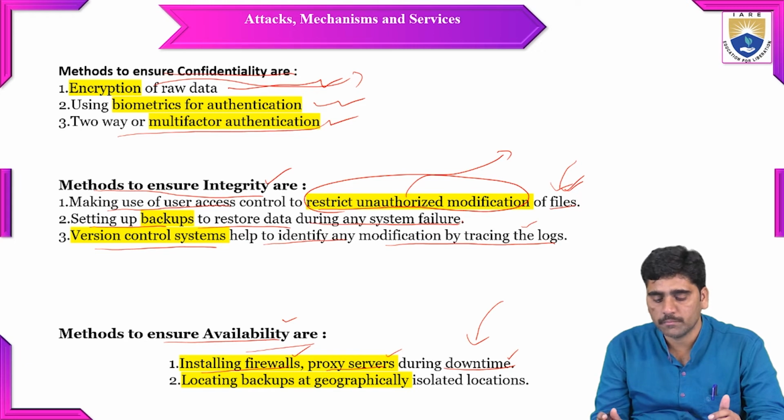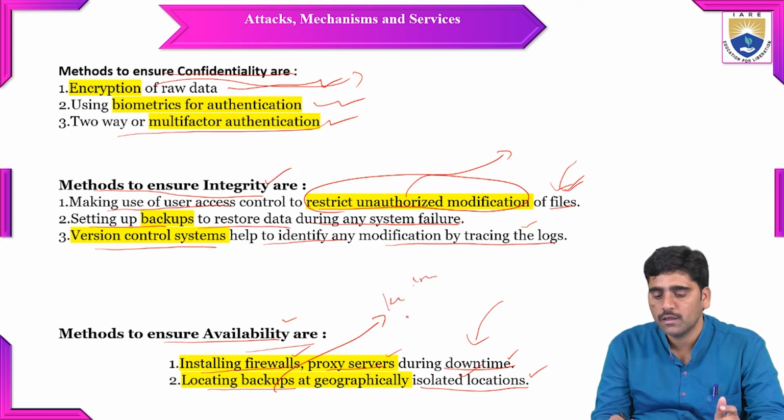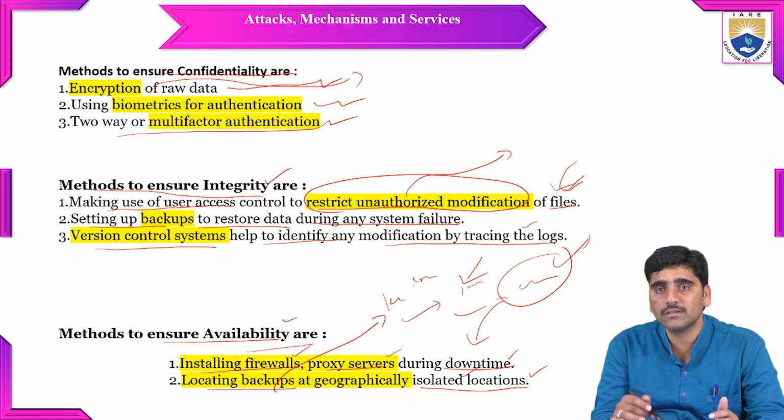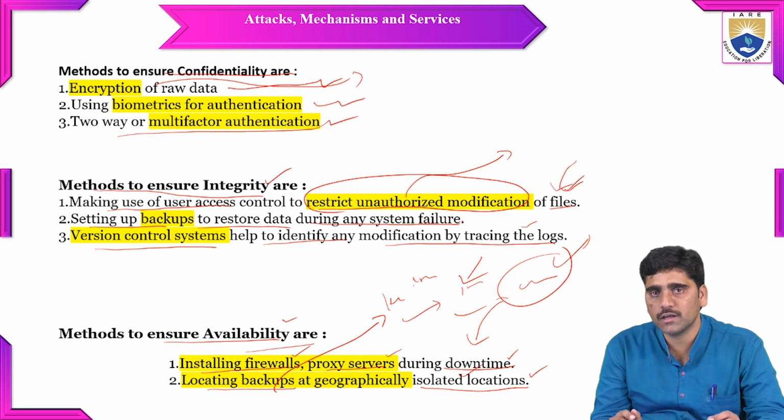During this downtime. So locating backups at geographically isolated locations. You have to keep separate backups, geographically isolated in different locations. That is, take a backup and keep it in one location like Hyderabad, one location like Mumbai, and one location like Chennai. So if Chennai data is lost, then you can use Mumbai data for restoration. That is what availability means. So these are all the methods that ensure the confidentiality, the integrity and the availability of the systems or network.